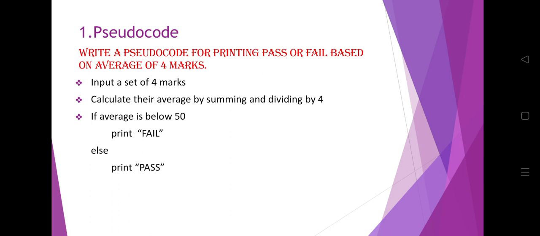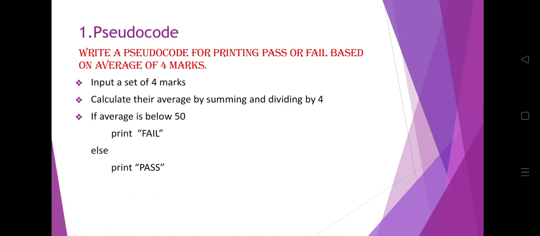Here, write a pseudocode for printing pass or fail based on the average of 4 marks. For this, first we need 4 marks. That is step 1: input a set of 4 marks. Then calculate their average by summing and dividing by 4. The average is nothing but the sum of observations divided by the number of observations. That formula we have written in English here.